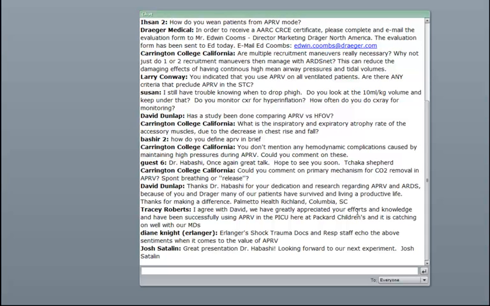Another comment that I guess actually helps answer some of the question about whether APRV is being used more frequently. There are certainly people that say they've had similar success at their institutions. And that's the last three comments.